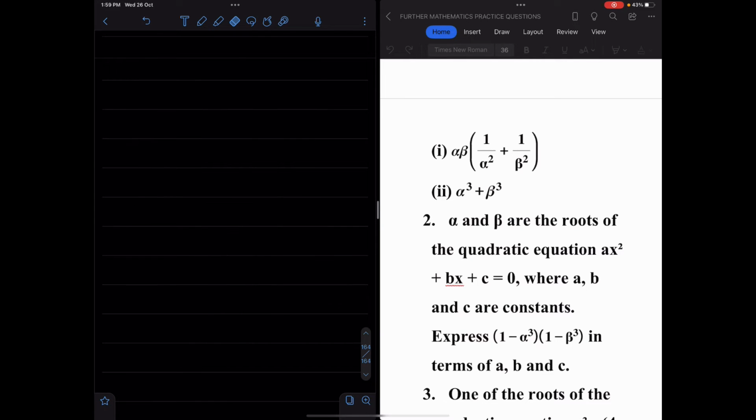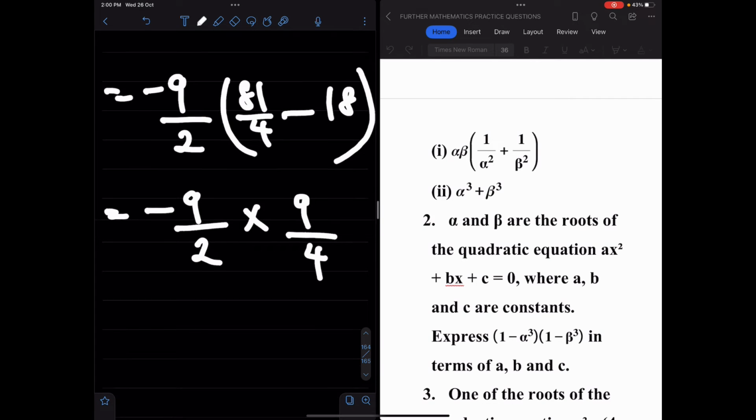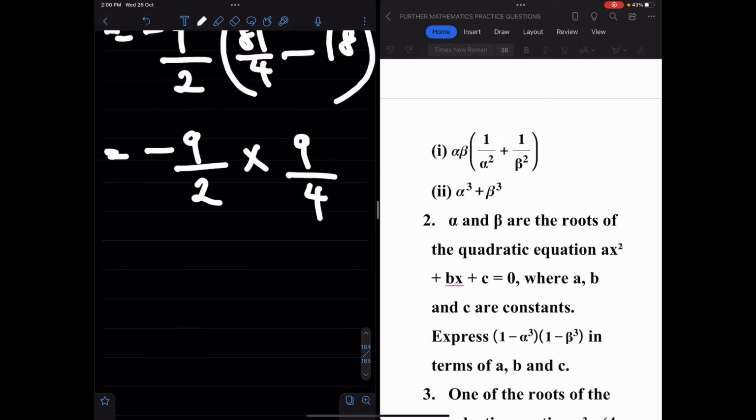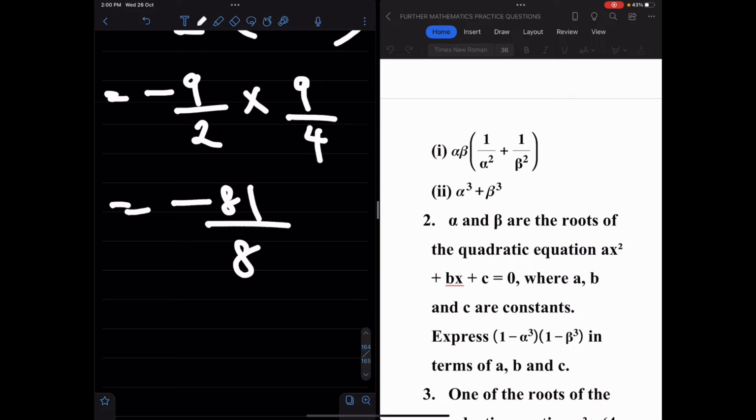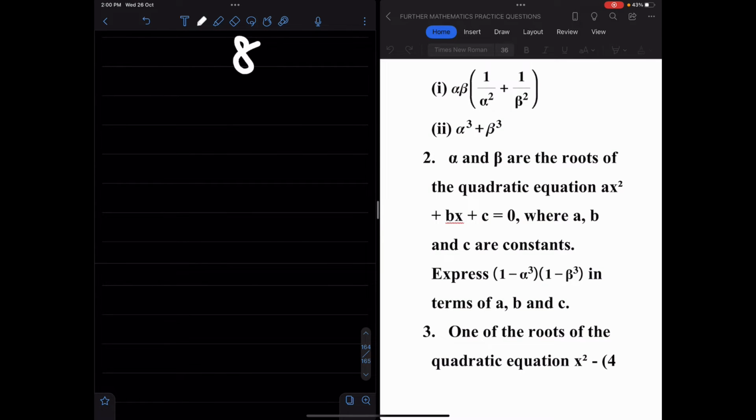You have to be very careful not to make mistakes with your symbol addition and subtraction. Now, that's minus 9/2 times 9/4. Yeah, times 9/4, and that's equal to minus 81/8, and that's alpha cubed plus beta cubed. Now we go straight to the next, which is number 2.